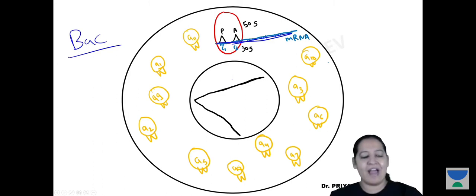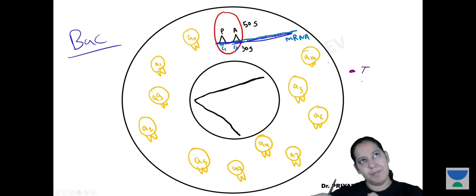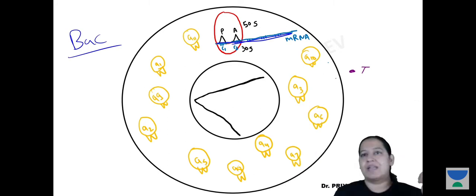So that's why I have taken a tablet of tetracycline. This is my tetracycline. I have taken it by mouth. It is going inside me, getting absorbed, going into my blood. From the blood, it is going inside the bacteria. So this tetracycline is entering the bacteria.